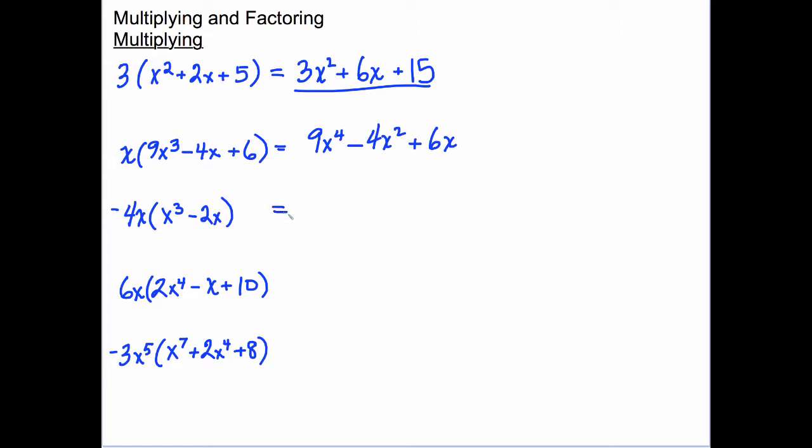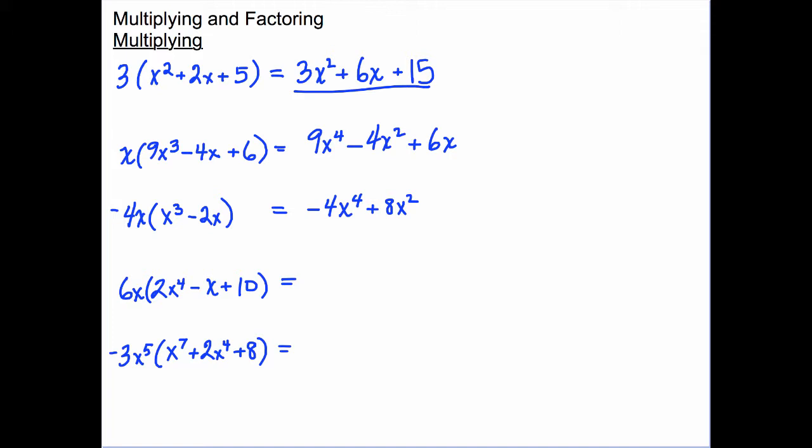In the next example, we'll see what happens when the monomial is negative. We're going to multiply negative 4x times x cubed. That will give us negative 4x to the fourth, minus negative 4x times 2x. So that's minus, 2 negative signs result in a plus. So that's plus 8x squared.